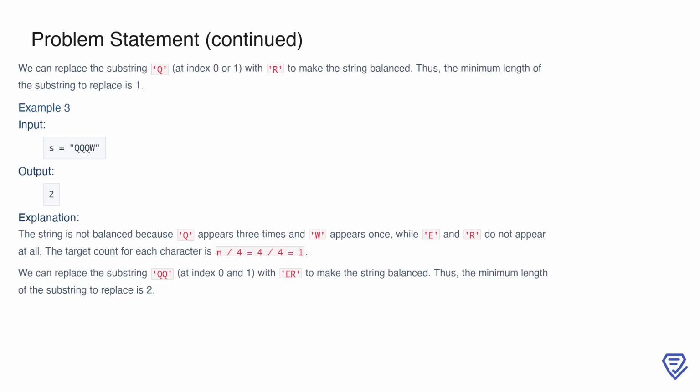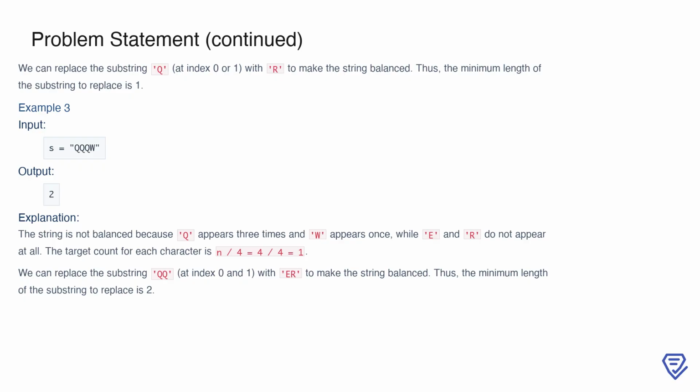To see how this works, we can replace the substring Q at either index 0 or 1 with R. Doing so ensures that all 4 characters Q, W, E, and R each appear exactly once, making the string balanced. Thus, the minimum length of the substring to replace is 1.